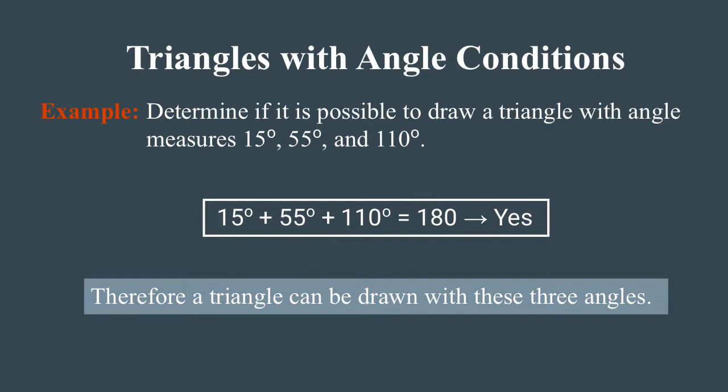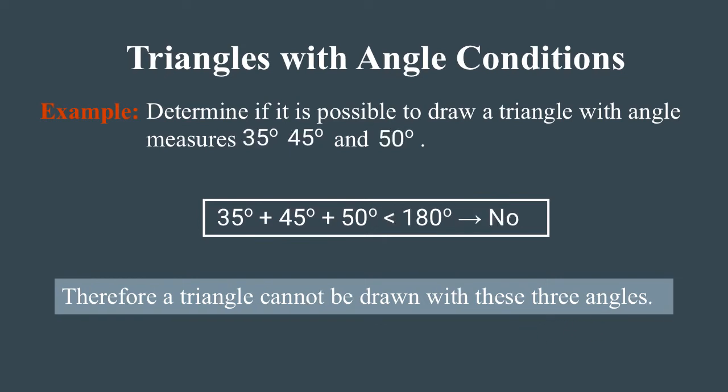All right, so triangles with angle conditions. Here's an example. Determine if it is possible to draw a triangle with angle measures 15 degrees, 55 degrees, and 110 degrees. Well, 15 plus 55 plus 110 equals 180. So yes, this condition would allow you to draw a triangle with these 3 angles.